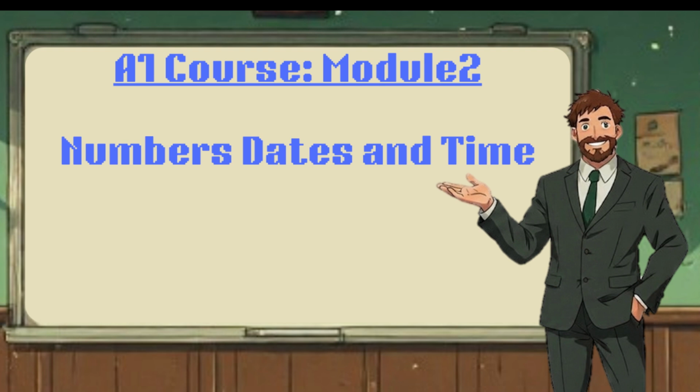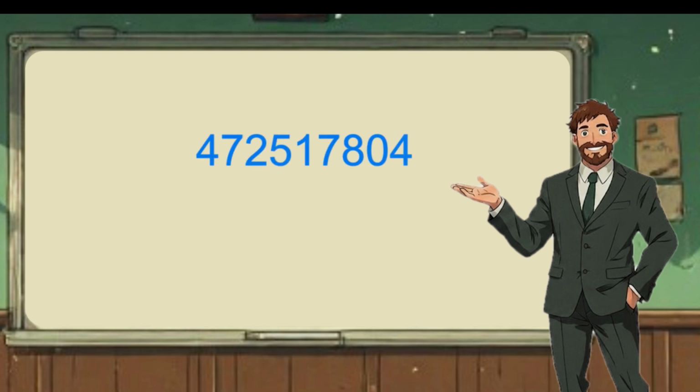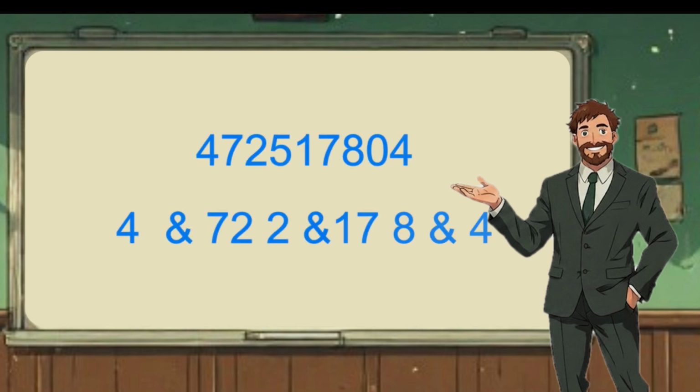Welcome to Module 2. Today we are mastering numbers, dates, time, and the exact grammar you need to talk about them. Let's start with the big one. Look at this number. In English we say this as 472,517,804. Do you notice a pattern?